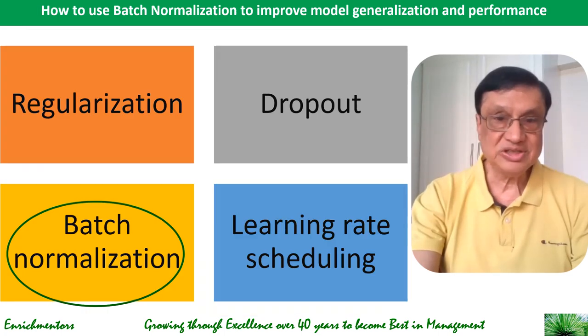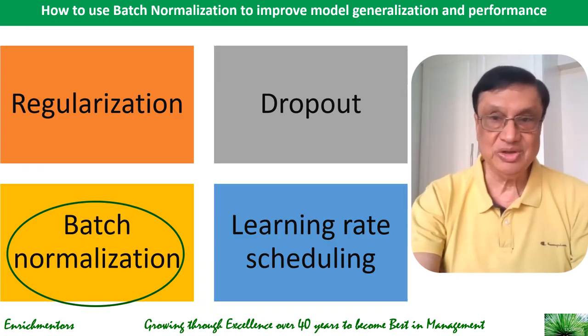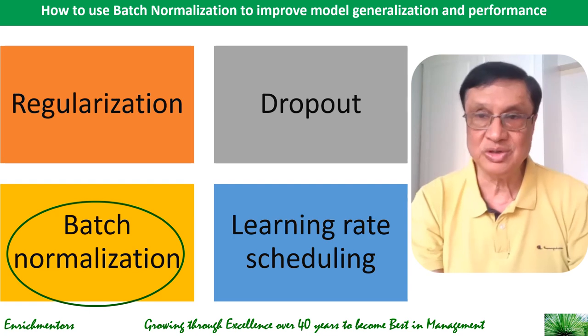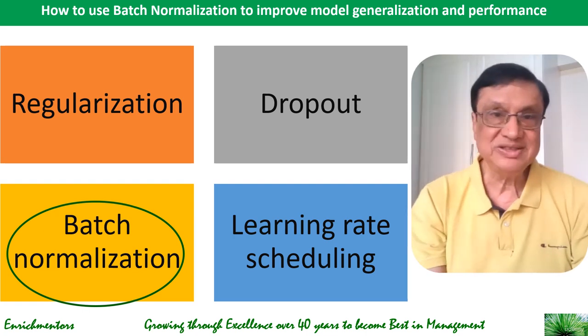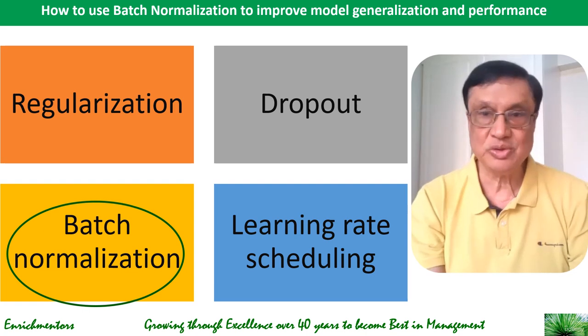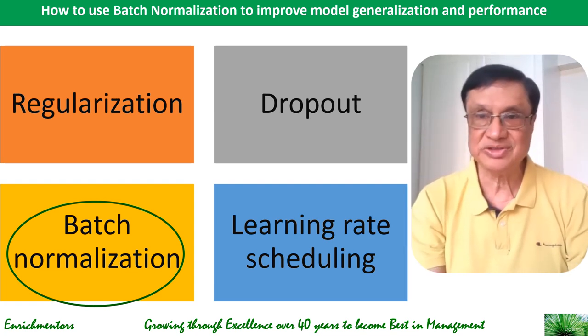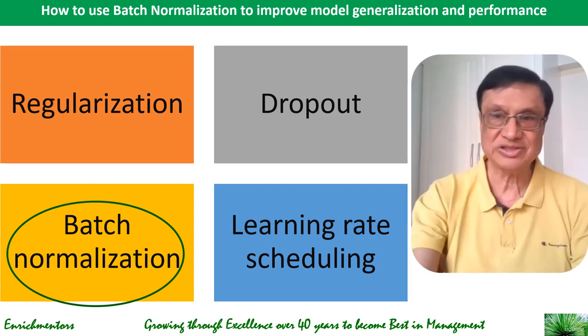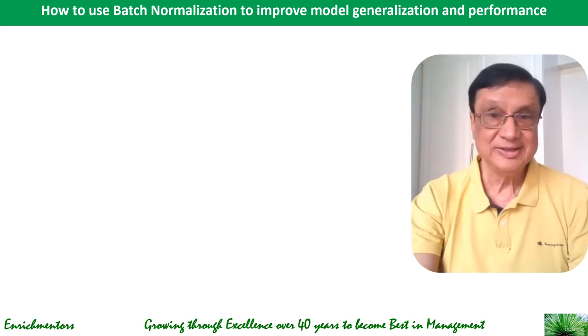Now let's look at batch normalization. How do you use batch normalization to improve the process? Batch normalization is a technique used to improve generalization of the neural network by normalizing the activations of each layer. It works by standardizing inputs to a layer before applying the activation function, and this effectively stabilizes the training process and accelerates convergence. So let's look at how to use this batch normalization process.